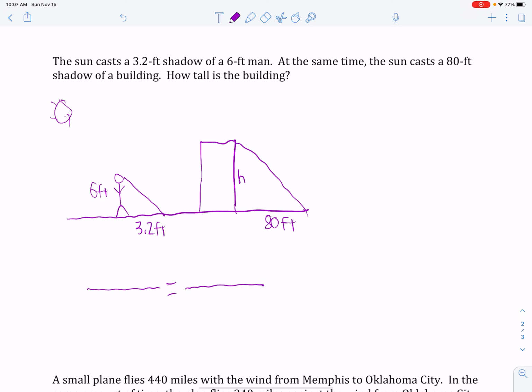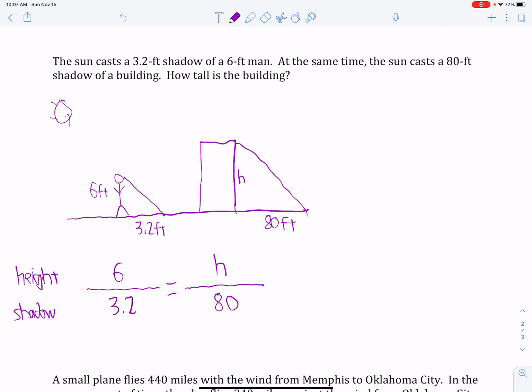So we're going to set up a proportion. And here, I'm going to put the heights on top, shadows on the bottom. You could do shadow on top, height on the bottom, it wouldn't matter, as long as the way you set up the first fraction corresponds to the way you set up the second one. So for the person, the height is 6 and the shadow is 3.2. For the building, we don't know the height, so I put h for that, and the shadow was 80 feet.